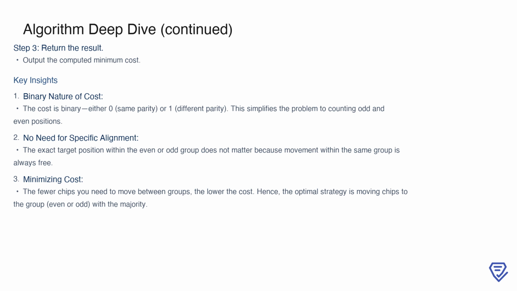This solution is driven by three key insights. First, the cost is binary, it's either 0 for movements within the same parity or 1 for movements between different parities. This simplifies the problem to just counting odd and even positions. Second, we don't need to worry about the specific position within the even or odd group, as movement within a group is always free. Finally, the fewer chips that need to change groups, the lower the cost, so moving all chips to the group with a majority minimizes the total movement cost.